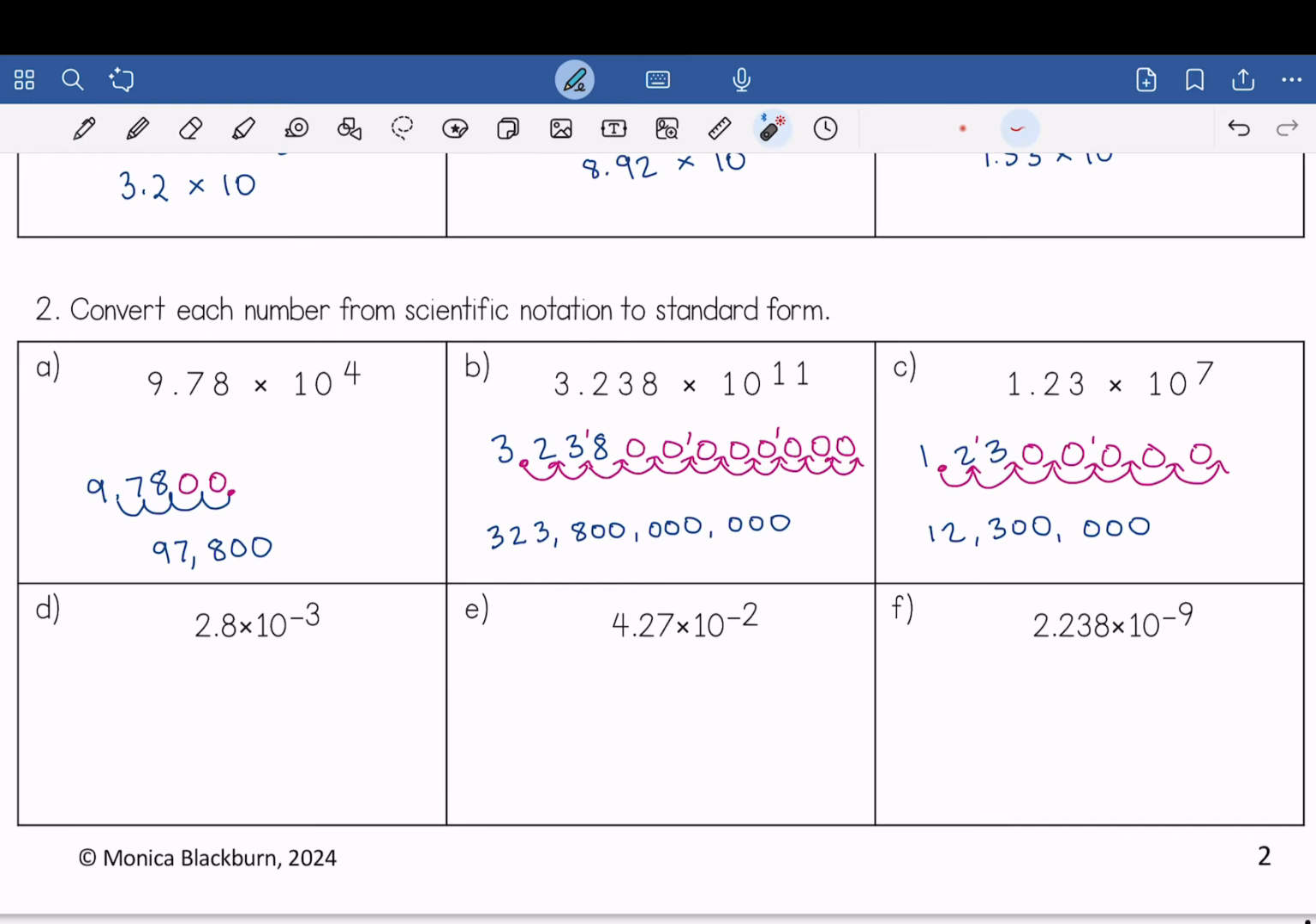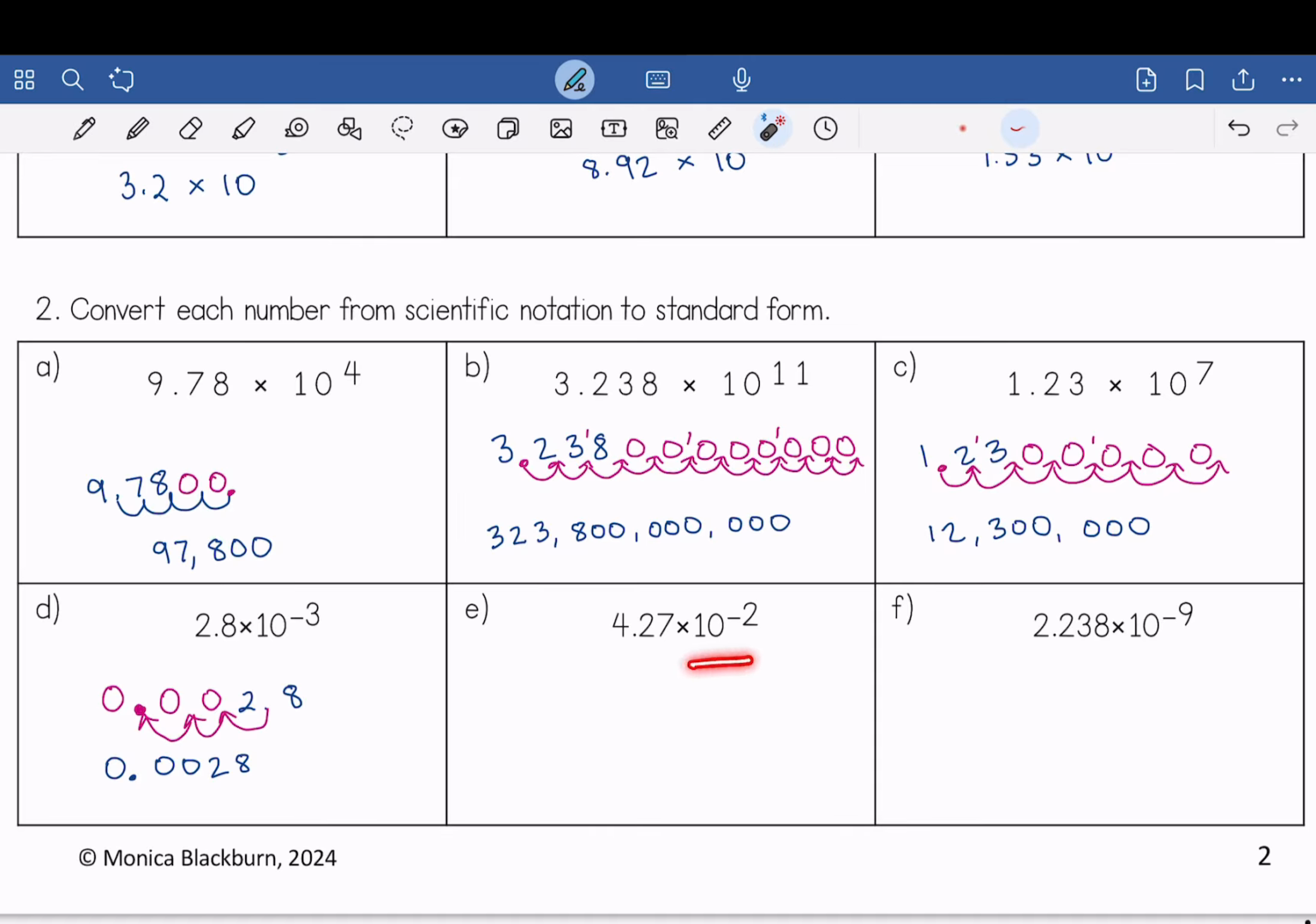Question D. Notice that the exponents for all these questions are negative. That means that the decimal place will now be moving to the left, and I'll be adding zeros to the left of the decimal points that we see here. So I'm going to rewrite my number, 28, and now I'm going to move 3 spaces to the left. 1, 2, 3. Fill the spaces. My new decimal point is here, and add another 0. Therefore, my new number in standard form is 0.0028.